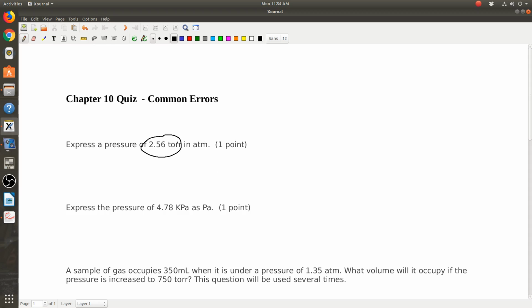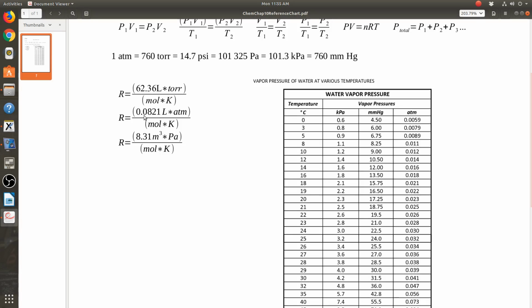So here's the pressure unit, 252.56 torr, and we want to convert to atmospheres. So 1 atmosphere then has to be on the top. You see you need to write it out so you can see that the units are going to cancel. And then you need to look at your reference sheet. So let me pull up the reference sheet. If you go up here, you see 1 atmosphere equals 760 torr. So that was the relationship we needed.